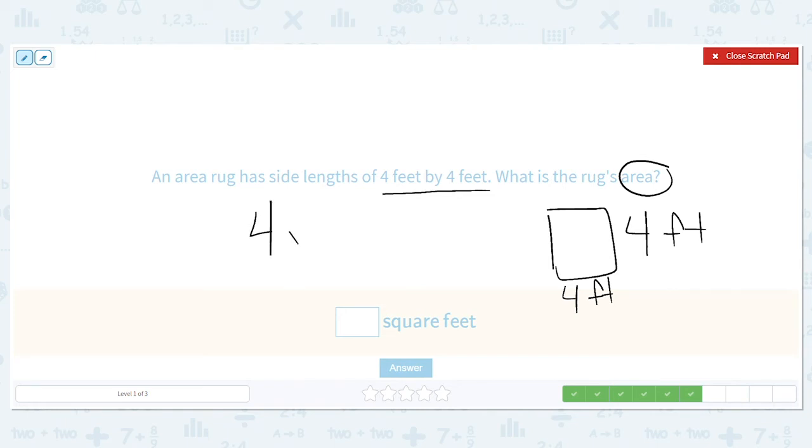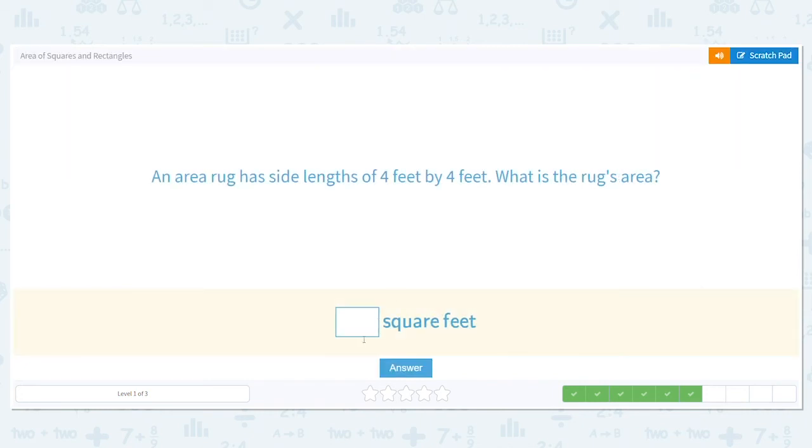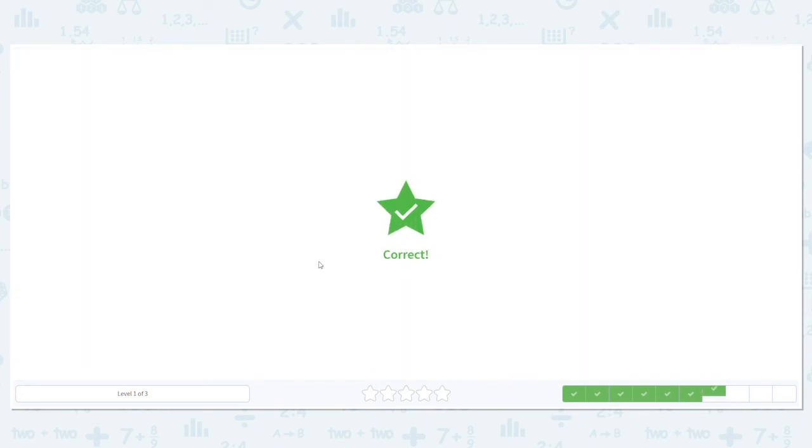4 times 4. Area is length times width. What is 4 times 4? That equals 16. That's saying if I broke this up into equal pieces, that it would take 16 1-foot squares to fill in that rug. So it's 16 square feet.